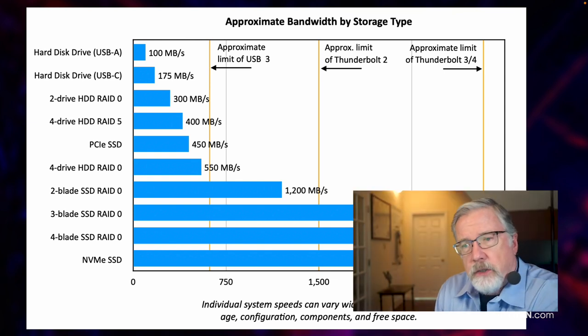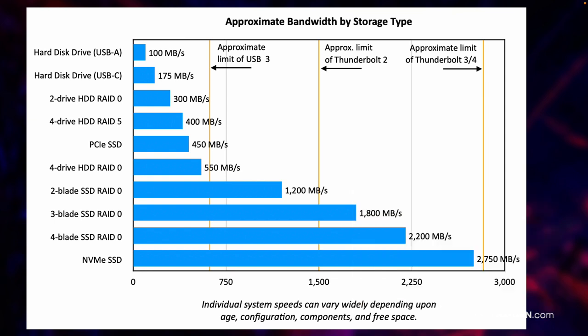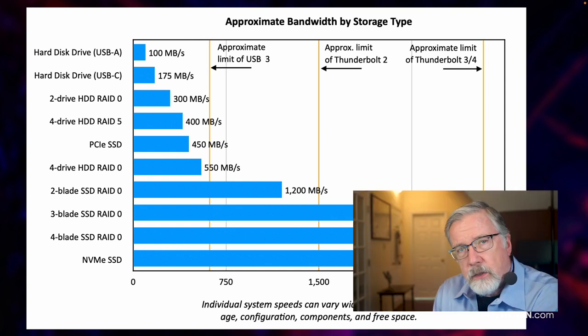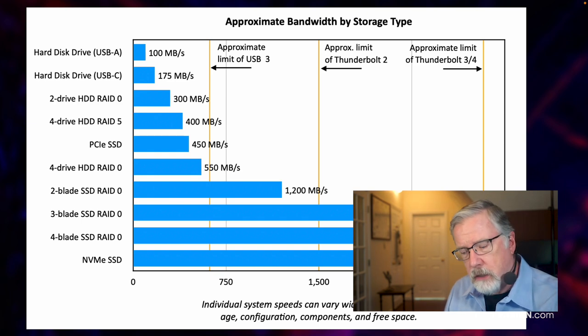The real speed changes, though, occur when you move from hard drive spinning media to SSDs, solid-state drives. As we can see, a 2, 3, and 4-blade SSD RAID 0 gives us speeds that are in the gigabytes per second. And an NVMe SSD, like a Samsung T7, pushes speeds close to almost 3 gigabytes a second. So the first question you have to ask yourself is, how much speed do I really need?